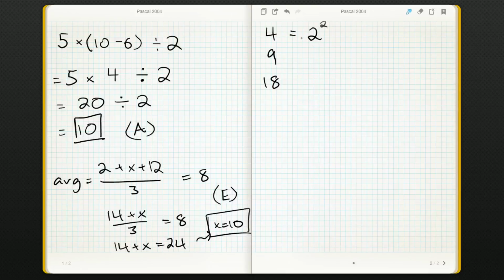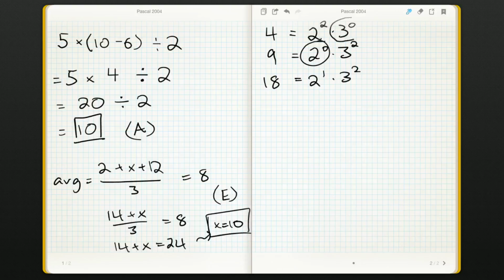So 4 is 2, which is prime, squared. 9 is, well, it's got no 2's, but it's got 3's. And of course 4 has no 3's. And 9 is 3 squared. 18 has one 2 and two 3's. Now, if we wanted to find the greatest common divisor, we would take the lowest of all these powers. So that'd be 2 to the 0 times 3 to the 0. 1 is the greatest common divisor.